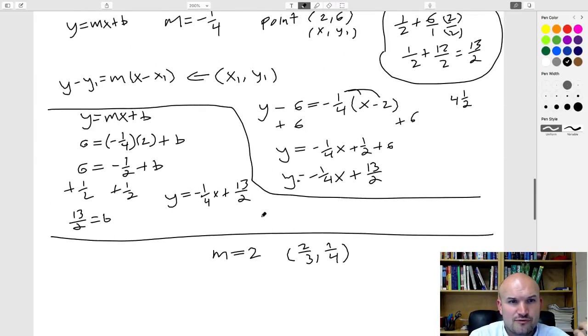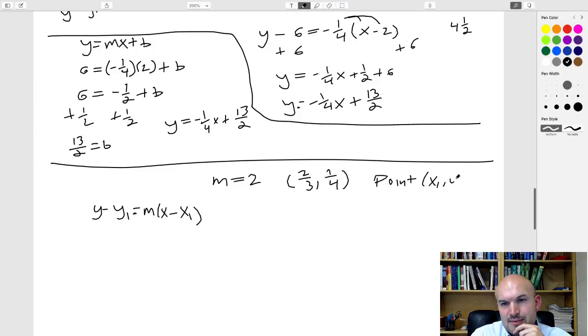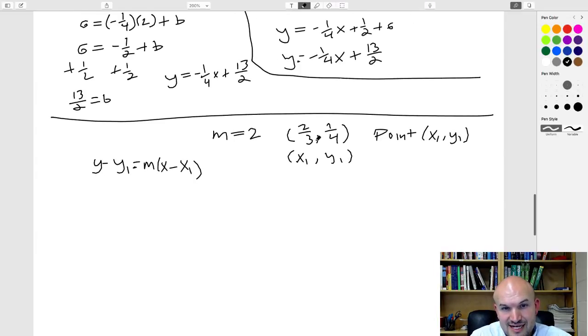So again, I'm just going to use the point slope form. Rather than doing both forms, I'm just going to use this as y minus y1 equals m times x minus x1, where my point is going to be x1 comma y1. So let's just replace this. You can see here, this is x1, comma y1. Let's replace x1 with 2/3, y1 with 1/4, and m with 2. So we'll have y minus 1/4 is equal to 2 times x minus 2/3.